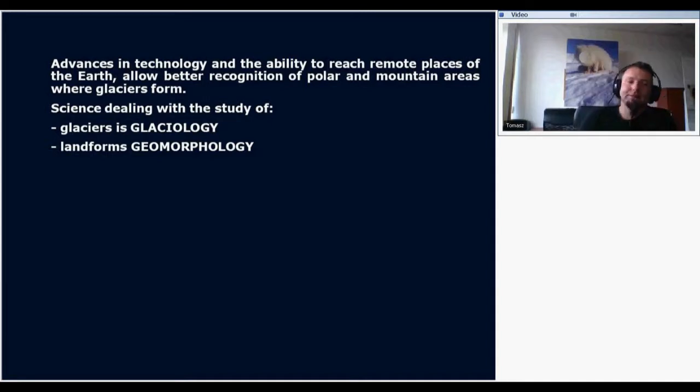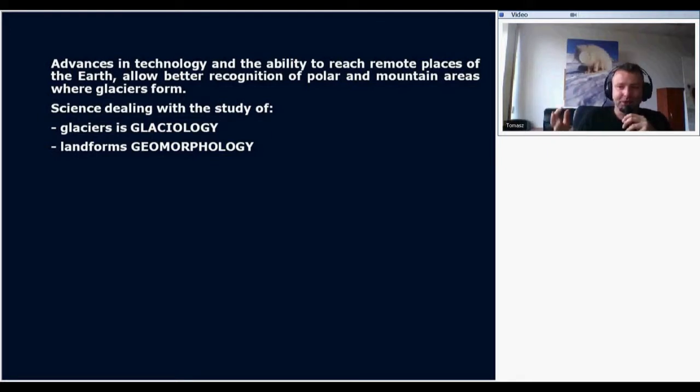Recently, there are advances in technology. So we are able to reach different remote places of Earth. And this allows us better recognition of polar and mountain areas where glaciers form. The science that deals with the study of glaciers is called glaciology. The study of the landforms is called geomorphology.